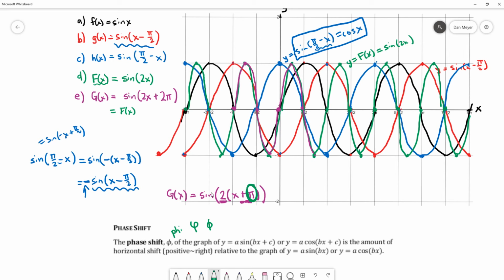So when we focused on this g of x, for instance, we realized, okay, we were compressing by a factor of 2. We do the compression first, and then I shift by pi to the left. So technically the phase shift there would be negative pi. That's one of our answers to the next part here. What are the phase shifts in 2? Well, in part E, our phase shift was negative pi.